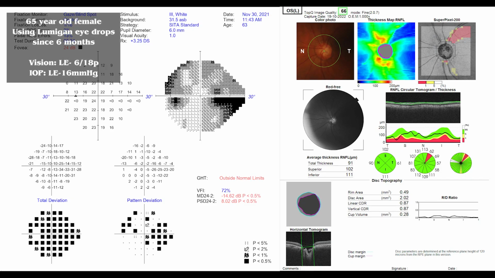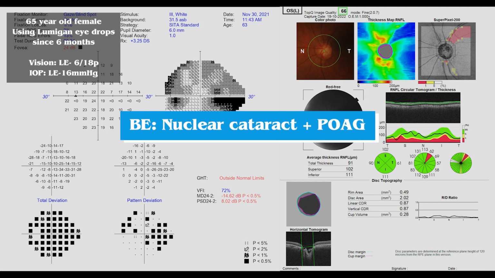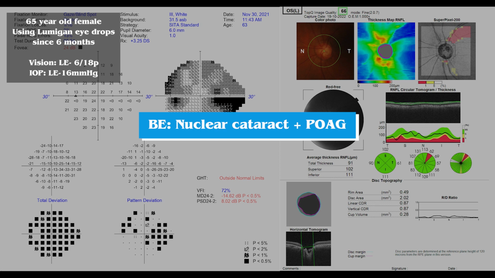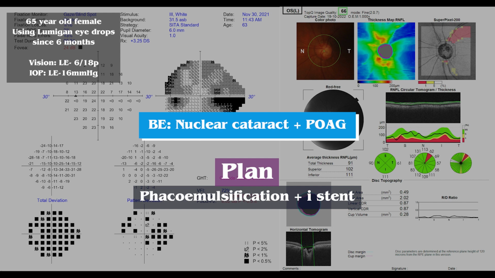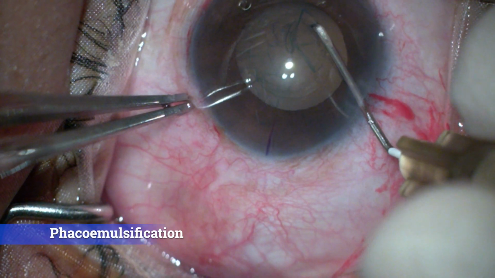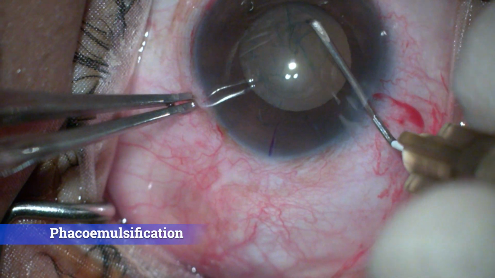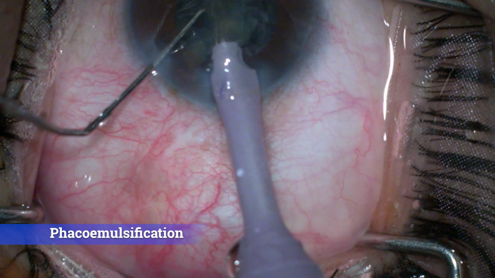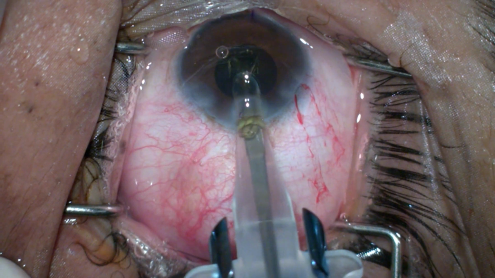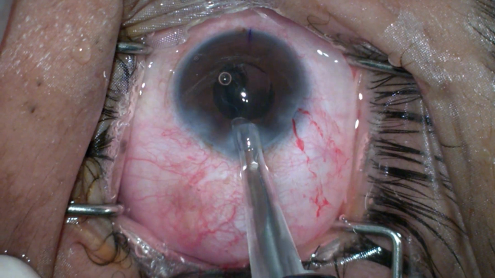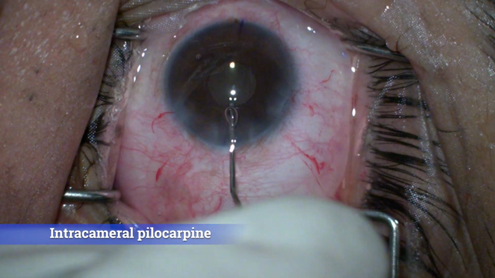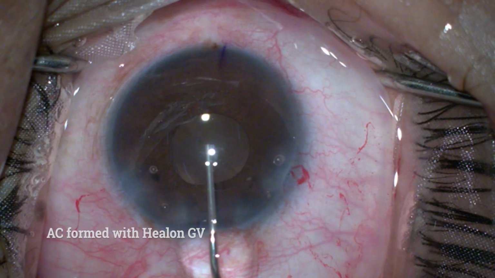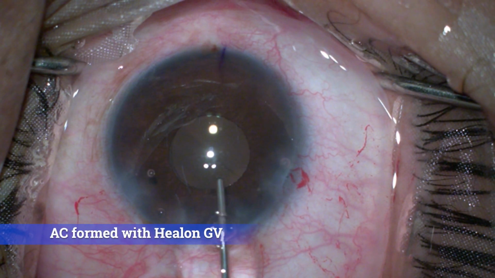Now we shall demonstrate the surgery for a 65-year-old patient of primary open-angle glaucoma and cataract on medication. The plan was to do a phacoemulsification and eye stent inject. Initial surgical steps and technique is similar to that of phacoemulsification. Here it is being done with phaco-chop and the patient is being implanted with a toric IOL in the back. After that, intracameral pilocarpine is injected and then AC is filled with Healon GV.